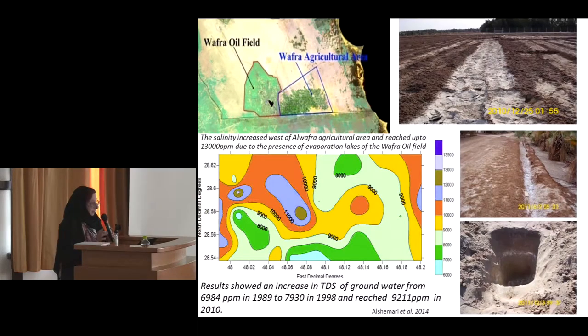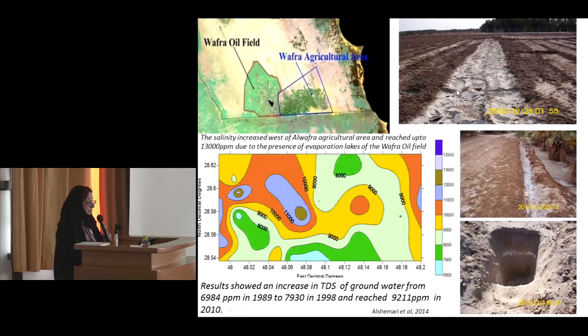But the good thing is the soil is sandy soil, so it might help in reducing it, and there are some crops that resist the salinity. The other thing the study found is an increase in the salinity toward the western part of it. This is due to the presence of the evaporation lakes of the Wafra oil field. That means that any operation nearby the agricultural area, especially when the aquifer is unconfined, will affect the water quality in the area as well.